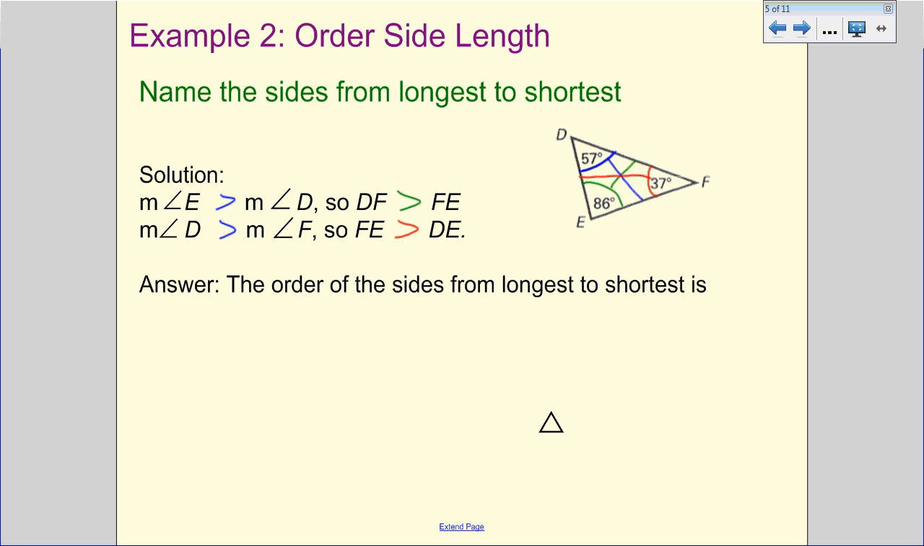The way I do that, guys, is this gets kind of confusing to have all of that at the very beginning. So I'm going to find my largest angle and go across from that, and that means DF is my longest side. I take my next largest angle, which is 57, and go opposite that, so EF is my second longest side. Then I take my smallest angle and go across from that, so DE is my shortest side.